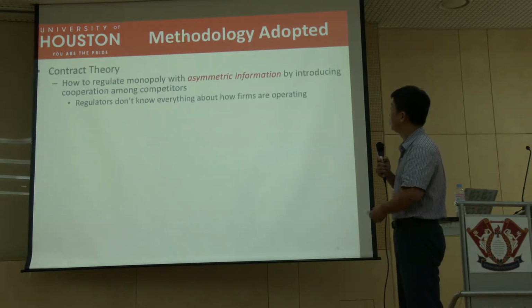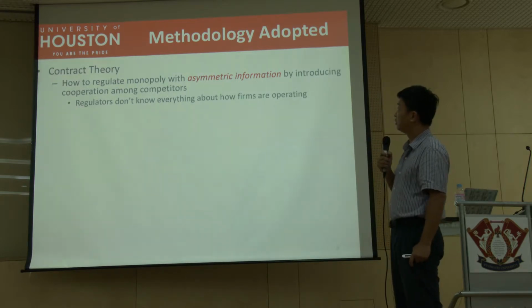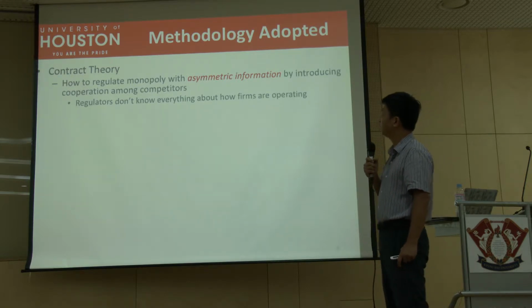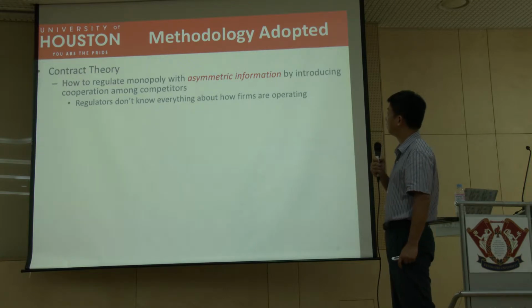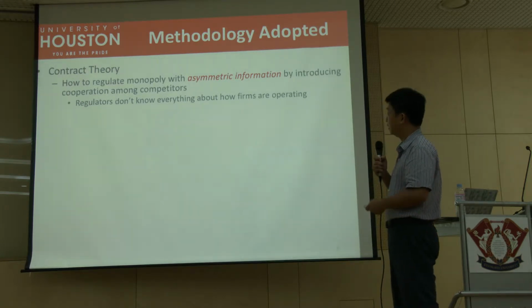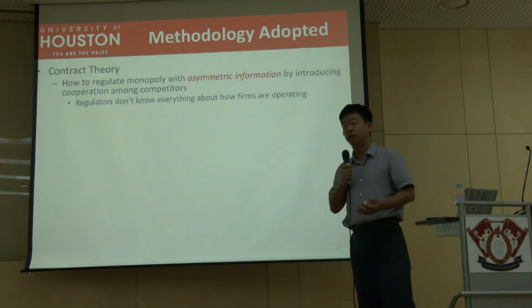So here we talk about contract theory. Contract theory is about how to regulate a monopoly with asymmetric information by introducing cooperation among the competitors. For example, if I hire, basically it's asymmetric information.